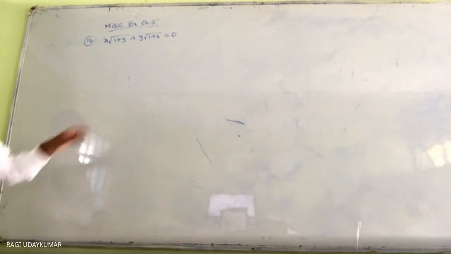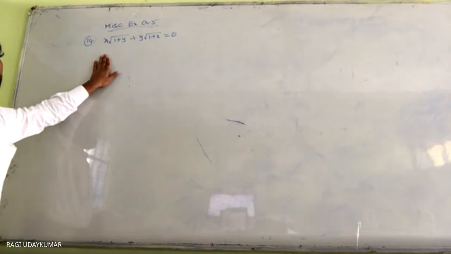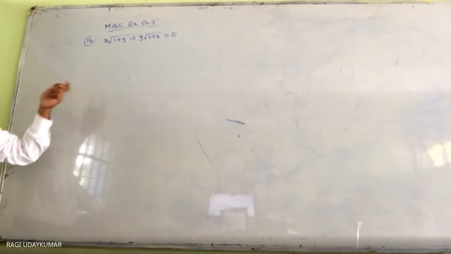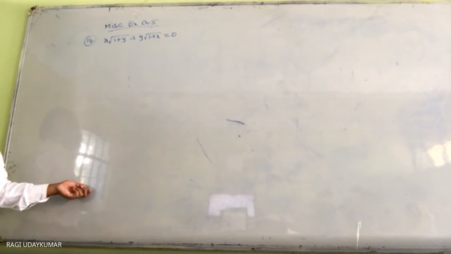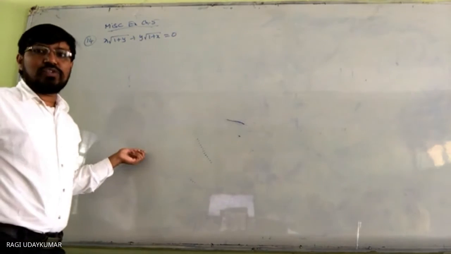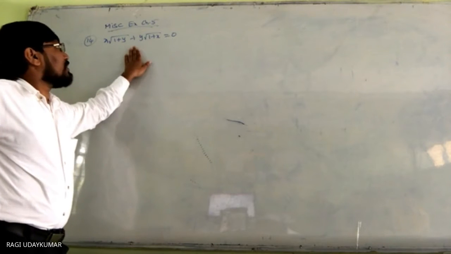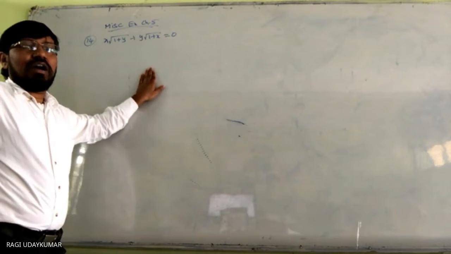Actually, whenever you need to find dy by dx, y should be separate. But here y is under the root, and 1 is outside the root. So you need to make y the subject, and then you can find dy by dx, isn't it? So what you have to do here is find out the y. How do you find out the y?